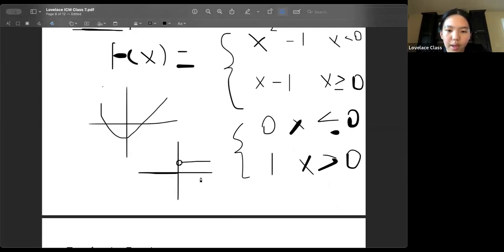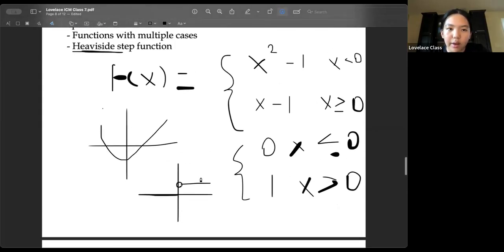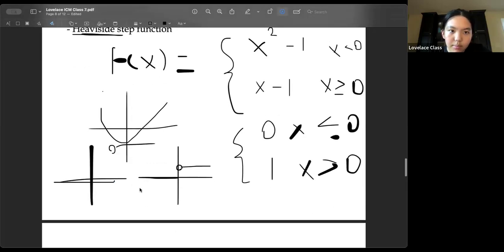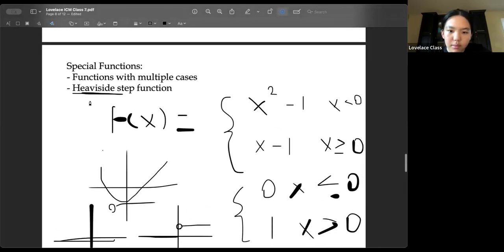Well, that has its uses because you can manipulate multiple Heaviside functions, like add them together to get different functions with different heights and also turning points at different places. Let me just point an arrow to this. Okay.